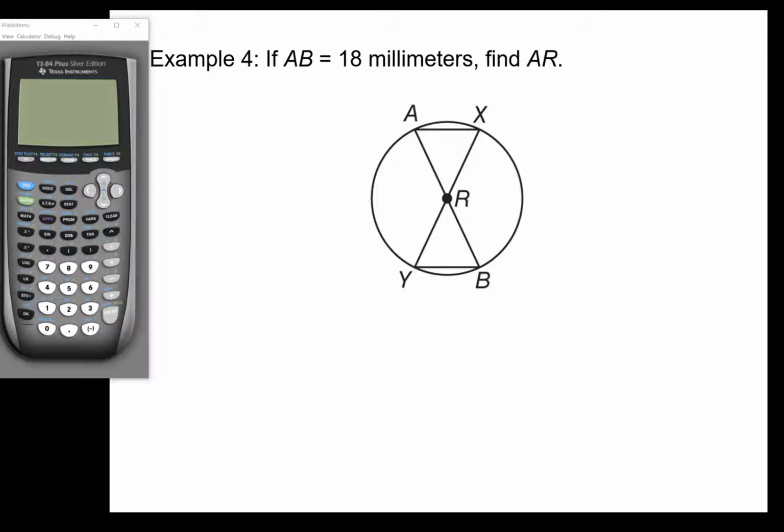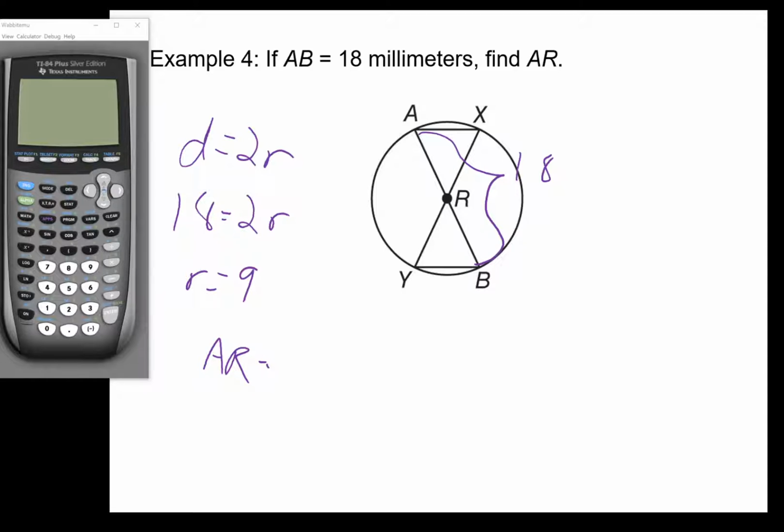If AB equals 18, find AR. Well, AB is this whole distance across the diameter, which is 18. Looks like AR is the radius. So earlier we had that formula, diameter is equal to 2R. So 18 equals 2R, therefore R equals 9. So my segment AR equals 9. Easy enough.